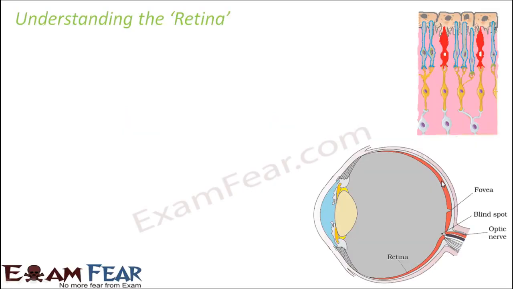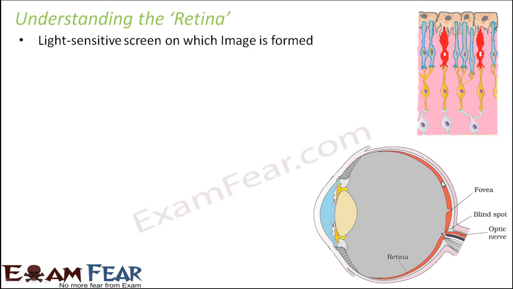So now we will try to understand the retina in a little more detail, because the retina plays a very important role in the process of image formation. As I said, this is the light sensitive screen on which the image is formed. Both things are very important. We need a screen to form an image, right? There is an object, there is a lens, and there is an image which is formed. So where will the image be formed? For that we have this screen called the retina. That is one important purpose of the retina.